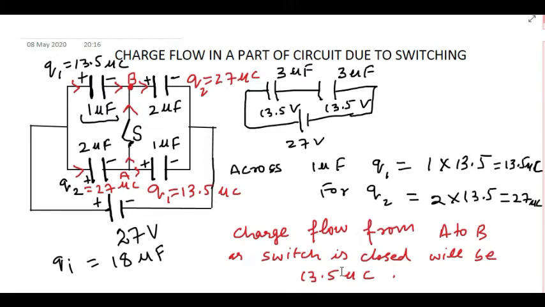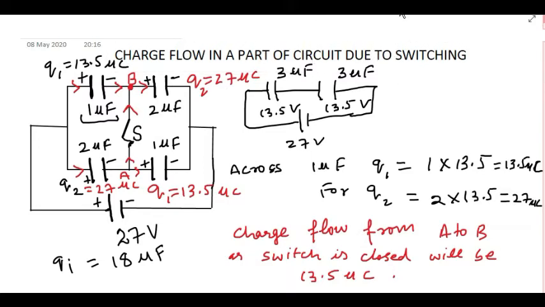So this is the way we can find out the amount of charge passing through the wire after the switch is closed, or passing through the switch when the switch is closed. This type of problem is very important for IIT Advanced, so keep it in mind.